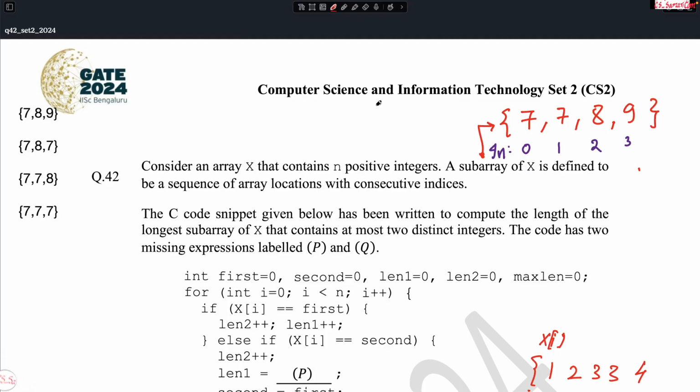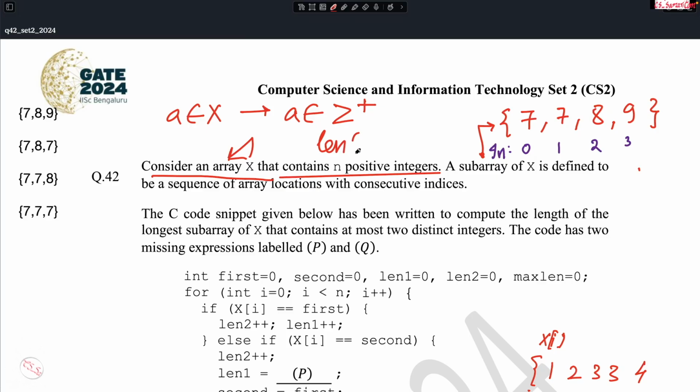The question states that consider an array x. So x is an array that contains n positive integers. Okay, so we know that any element of x is going to be an element of positive integers, and the len of x, that is the length of x, is given to be equal to n.